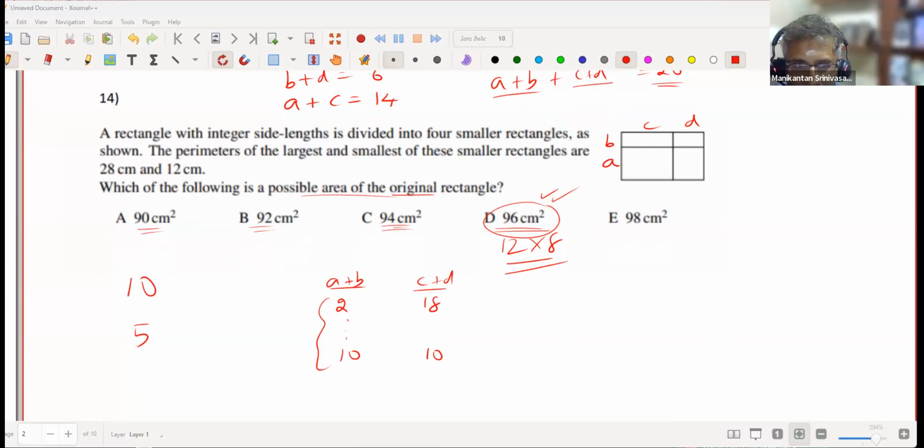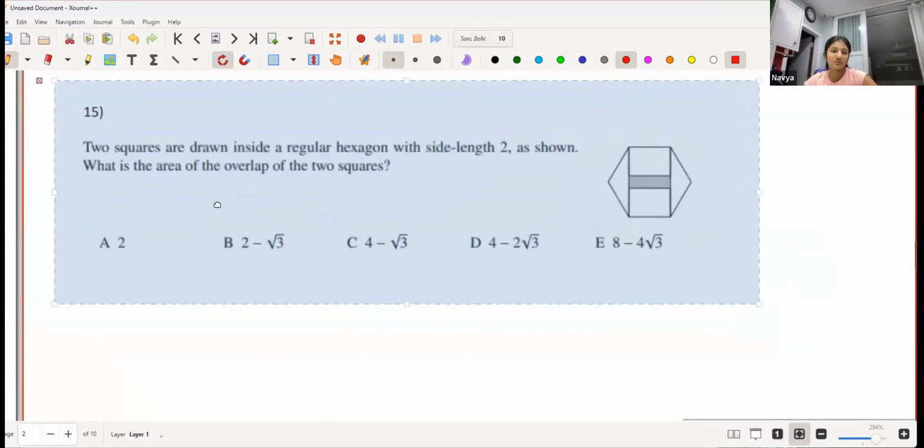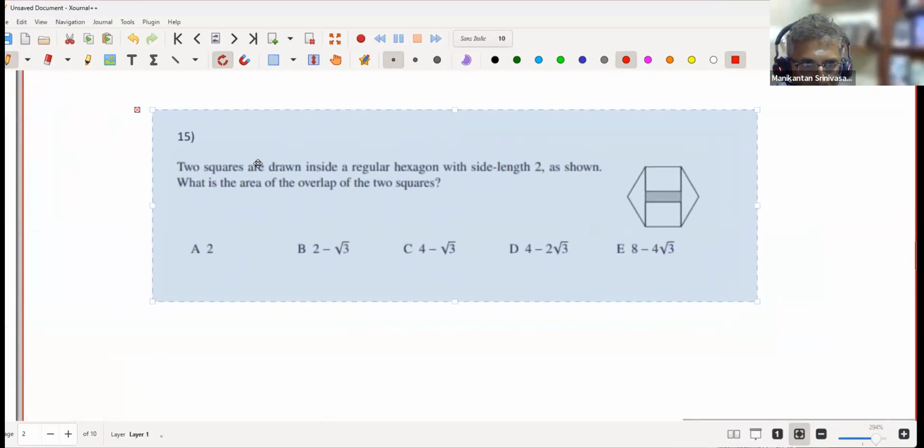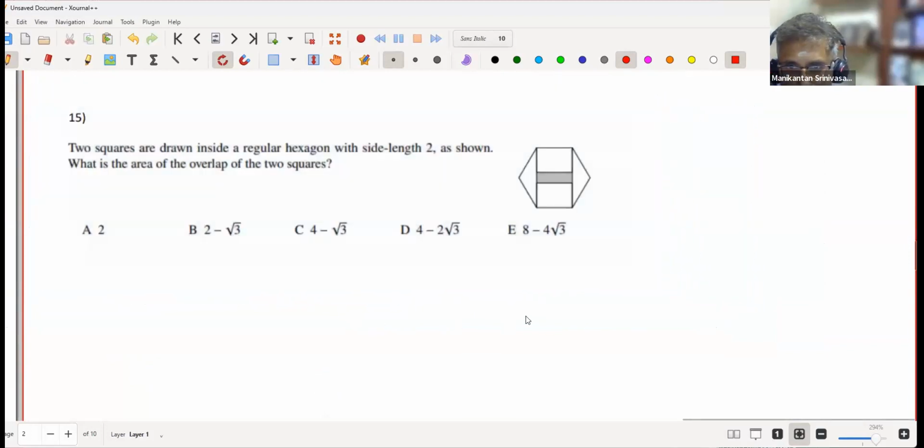Hexagon, Navya, what did you get? Question 15. So I got a value that wasn't in the question options. Okay, all right. So this one I got E. 8 minus 4 root 3. So I also got E. E. Okay, all right.